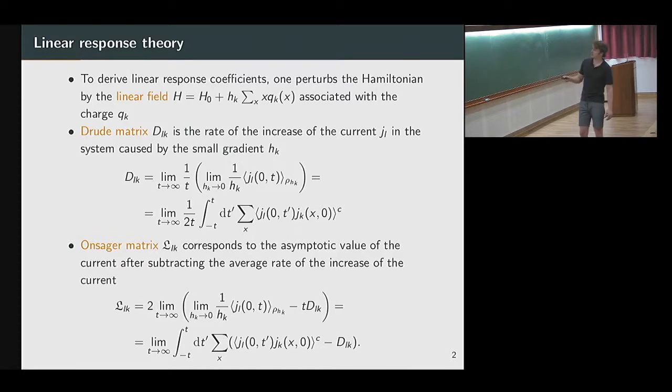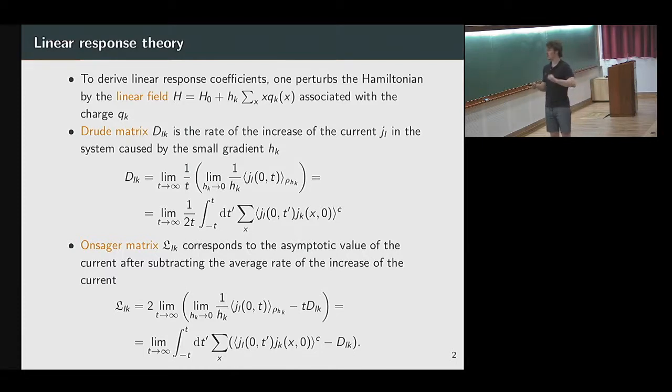In fact, this just defines our Drude matrix, which is connected to the time-integrated and space-integrated connected correlation function. To be completely honest, this should be a Kubo-Mori inner product, but later on we'll be dealing only with conserved charges, so one can show that, up to some small corrections, this actually reduces to the connected correlation function. So this tells us the rate of increase of the current in our system.